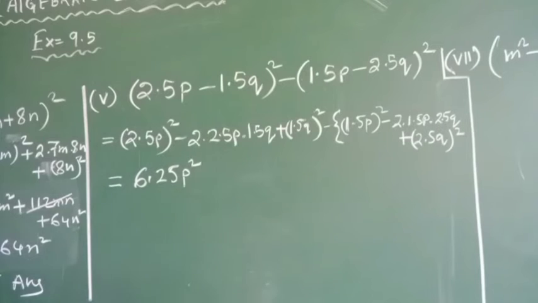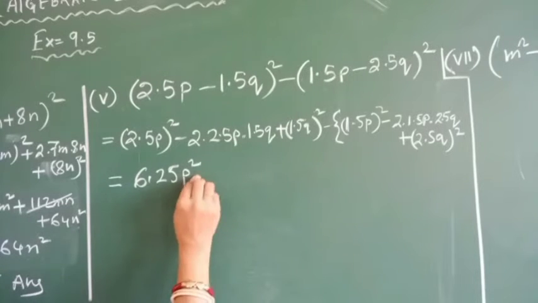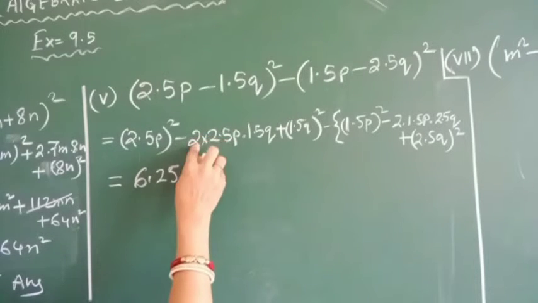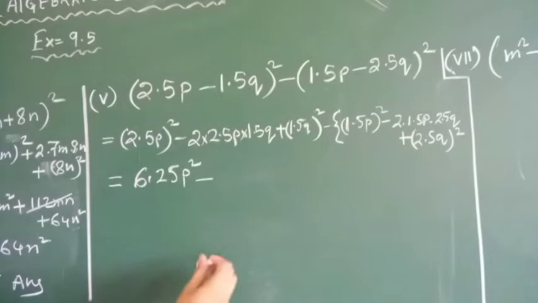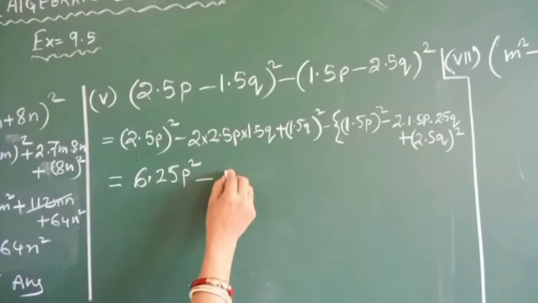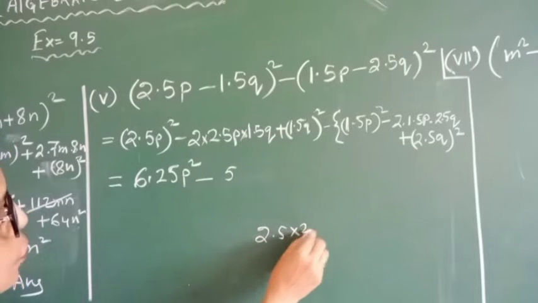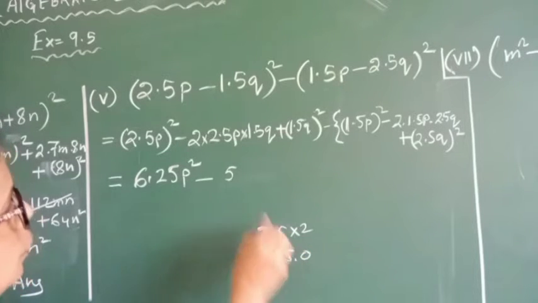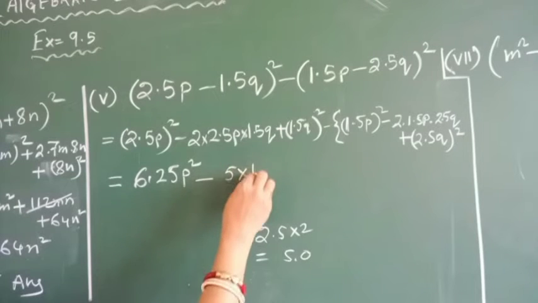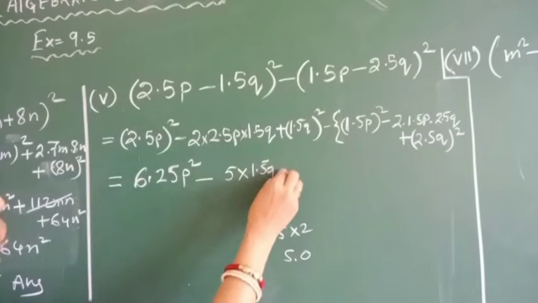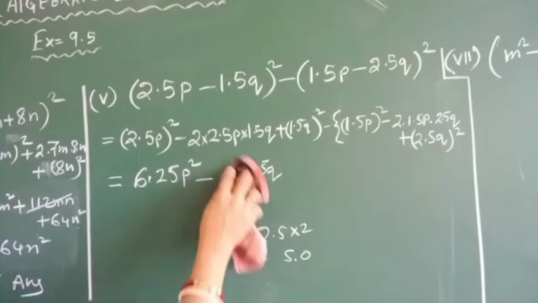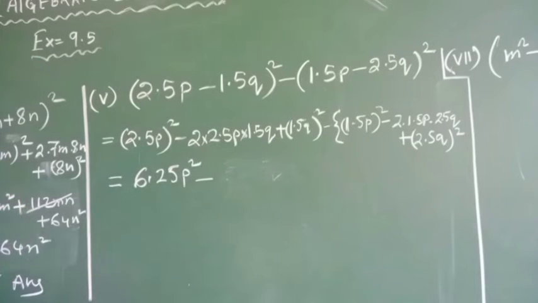Now minus, it is 2 into 2.5 into 1.5. So 2 into 2.5 means 5, 2.5 into 2 means 5.0. So I am writing 5p into 1.5 q, 5p and 1.5 q, p is there.